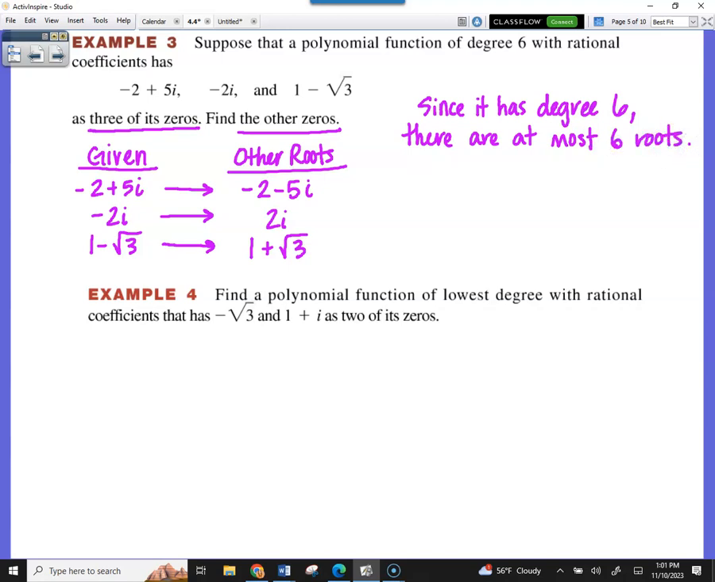Or you can say zeros, or you can say solutions. It's up to you. I like to use the word roots because you're going to see the word roots, and a lot of people forget what a root is. Everybody knows what an x-intercept is, what a solution is. Root and zero are the words that some people are like, I have no clue what it's asking. So since it has degree 6, there are at most 6 roots. We have 6 listed here, so there are no more possibilities.